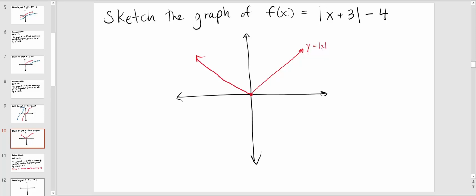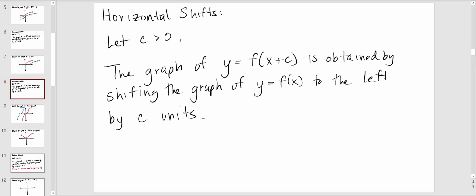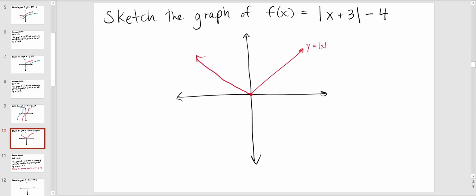If we were to plug a number in for x, the first thing we would do is add 3. So that's the first transformation I'm going to apply. Adding 3 directly to the input shifts the graph 3 units to the left. That's the last rule that we did. So I'm going to take that V shape and shift it 3 units to the left. In particular, I'm going to shift that vertex 3 units to the left. And then I'm going to try to draw the same V shape.